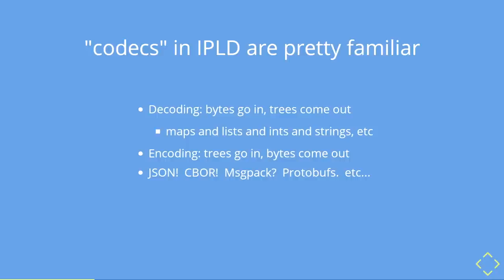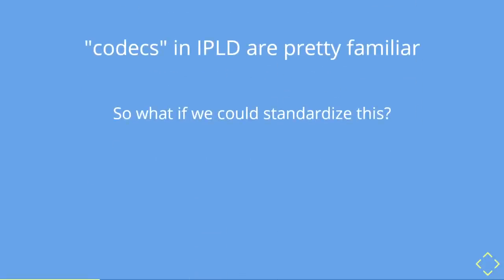So codec stands for encoding, decoding. Bytes go in, trees come out. Or the other way around, trees go in, bytes come out. JSON is a codec. CBOR is a codec. All sorts of familiar things. So what we want to ask in IPLD, in our codec layer, is can we standardize this and make some reusable bits here? And we want to make these things as reusable as possible to pursue this goal of canonical hashing and faster protocol development, right?